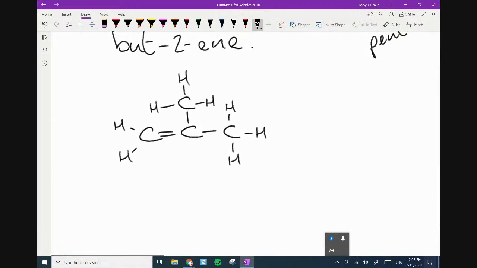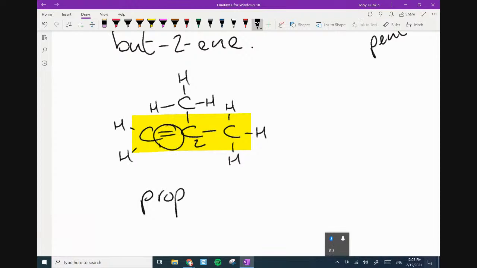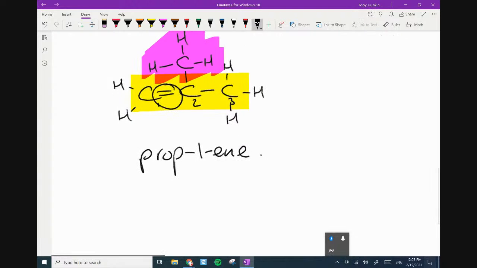Well done, outstanding. This is based on prop. That's where the prop comes in. And then we go, oh, it's got an -ene in it, and it's between 1 and 2. So this is prop-1-ene. But I now have a branch. And in chemistry, it's got 1 carbon in it, so it's a meth. But how do you say branch in chemistry? You add the "-yl", and this is on number 2, so that's 2-methylprop-1-ene.